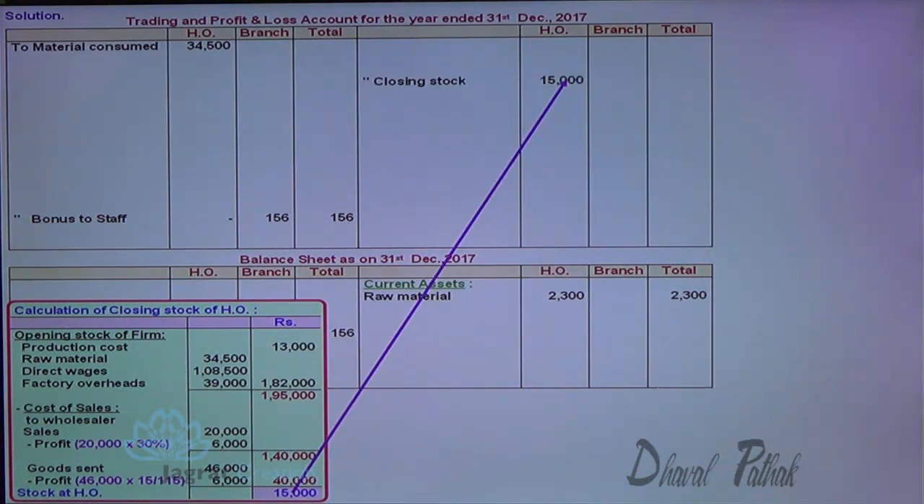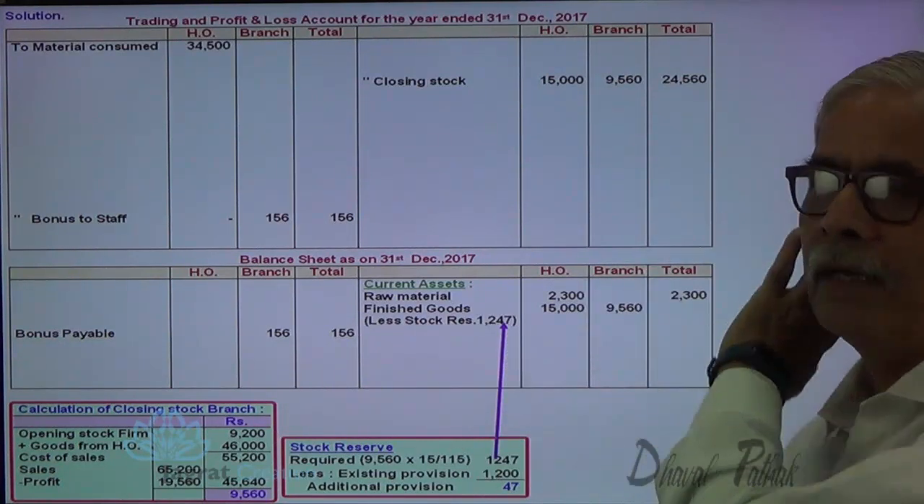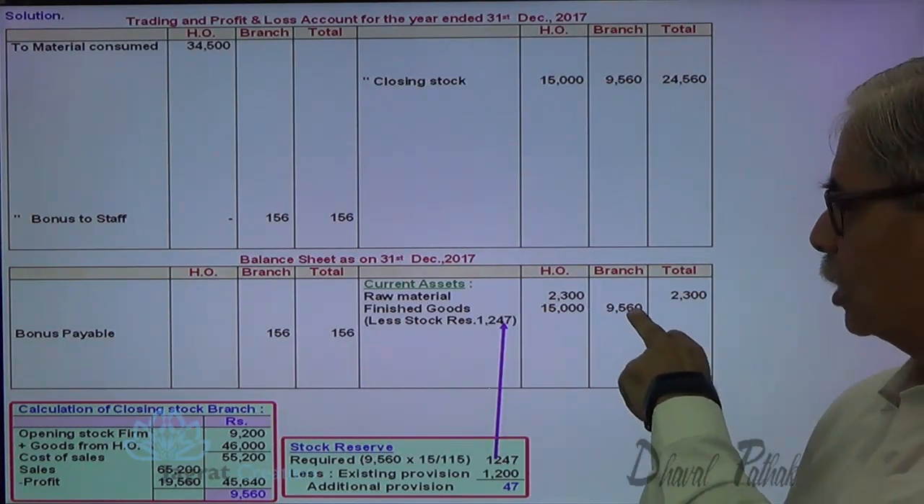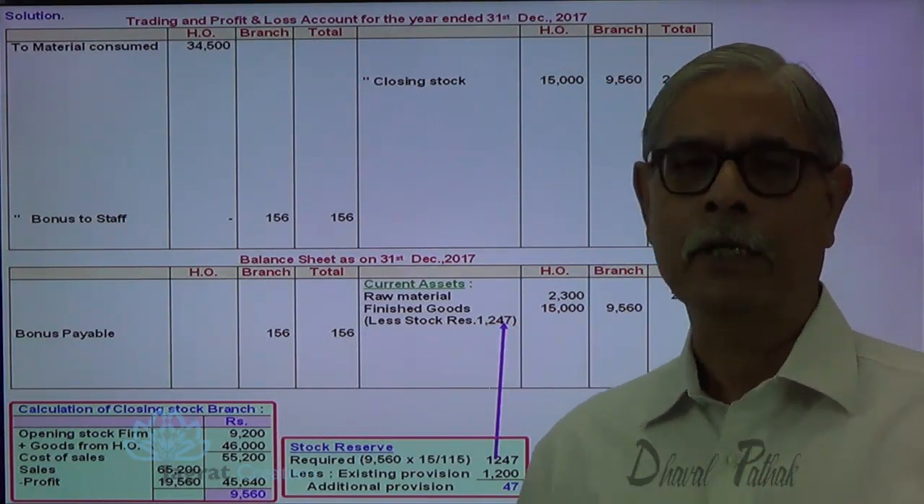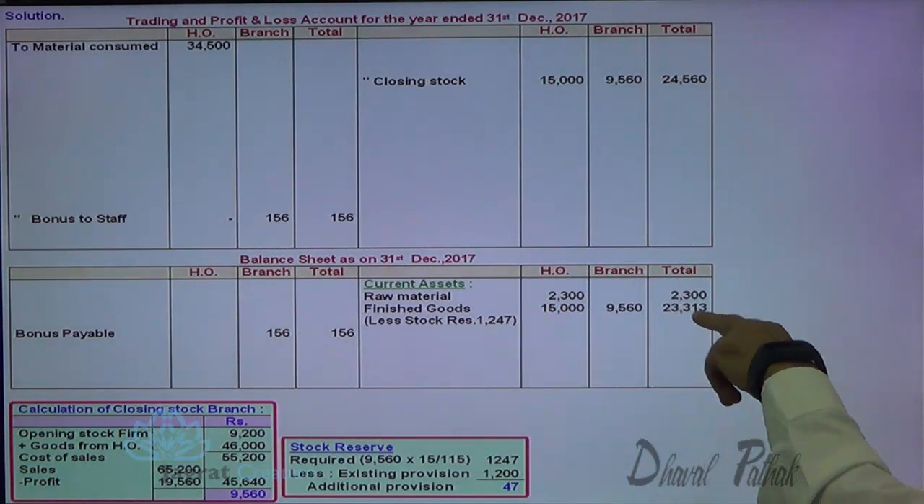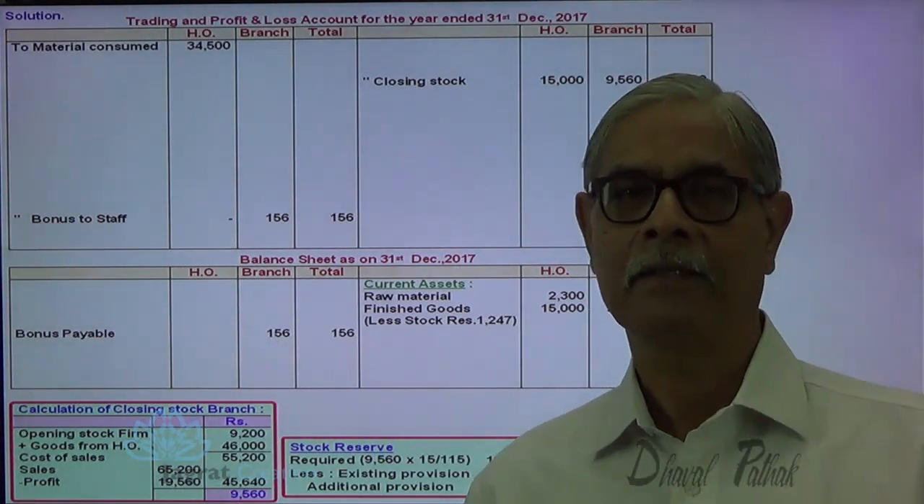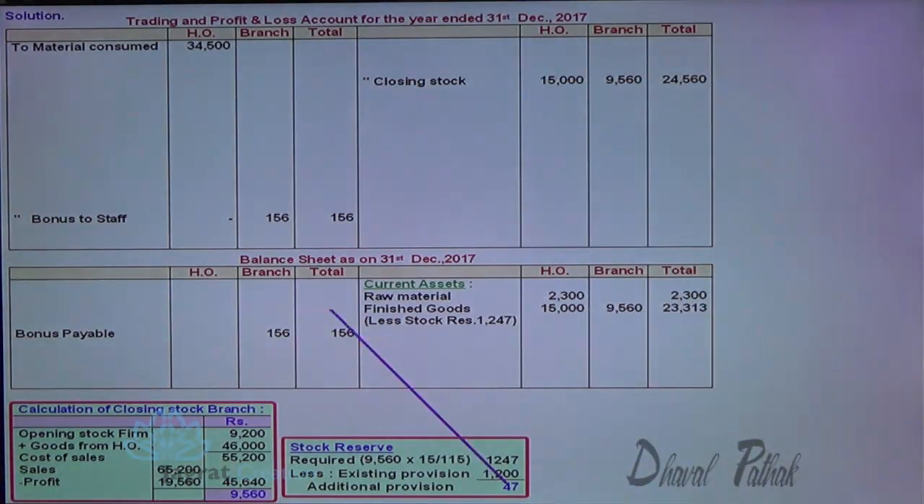Now this is the stock at HO. HO trading account credit side, balance sheet asset side. This is the stock at branch, trading account credit side, balance sheet asset side. But in that, remember, there is a stock reserve of 1247. So this stock has a profit element of 1247. So if you work out the cost, this total minus this profit element 231313 is the cost of closing stock at the end. That's an important point to be understood.